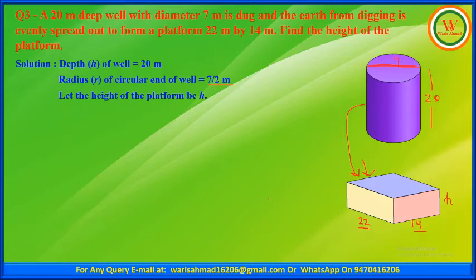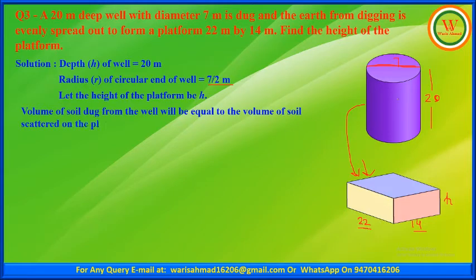Now next line of the solution can be volume of soil dug from the well will be equal to the volume of soil scattered on the platform, because just now I explained the volume of earth taken out from this well will be equal to the volume of soil on the platform. Hence we can say volume of soil from the well will be equal to volume of soil used to make this platform.